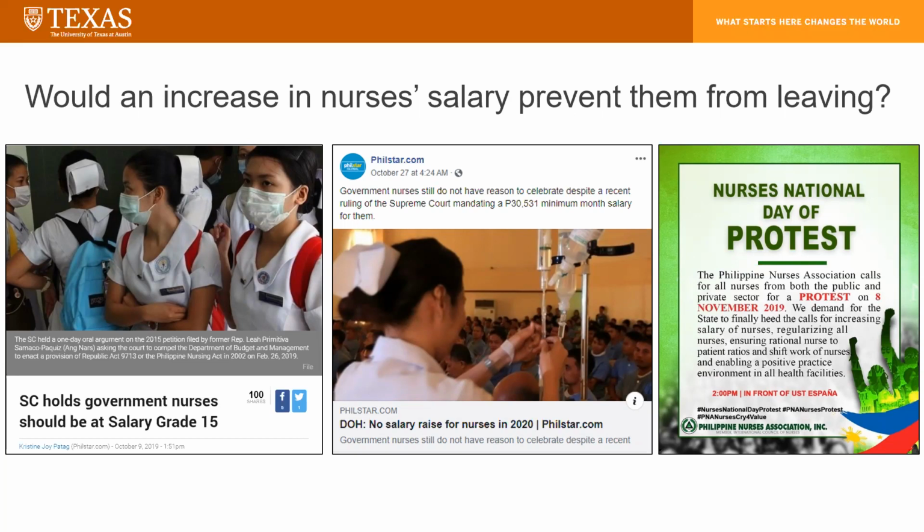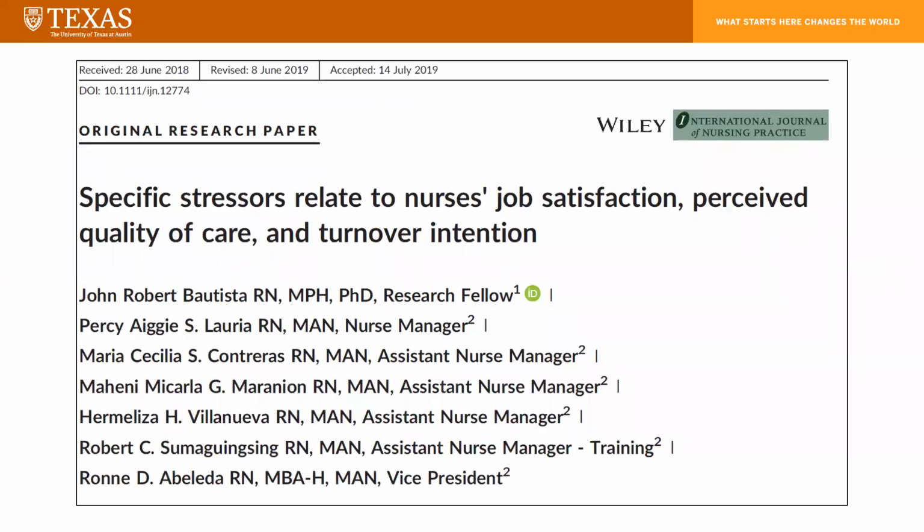So nonetheless, in terms of working environment, I work with colleagues from the medical city. We just recently published this article this July 2019. So it's about specific stressors. They had this clinical research project that I mentored them on, wherein they wanted to intervene with some of the problems that they're facing in the hospital.